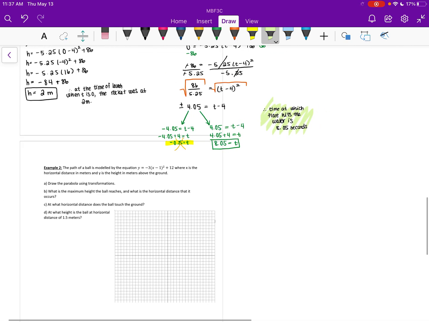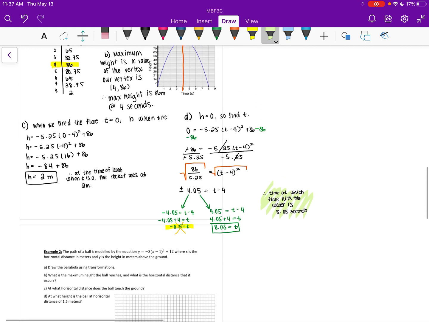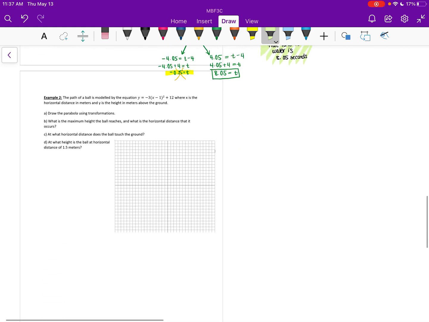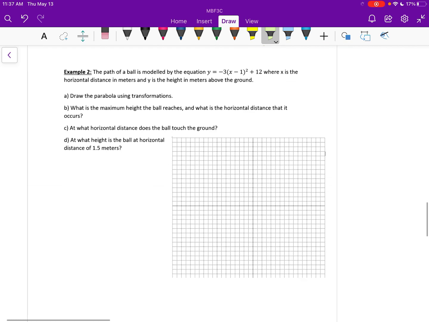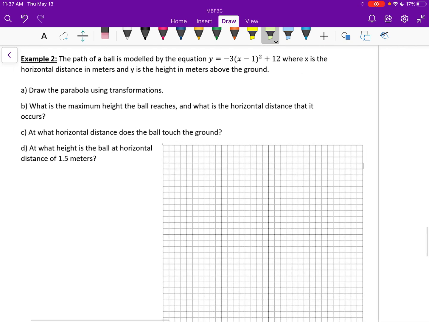So now that we've done that, I'm going to have you try doing example 2 on your own. So pause the video here. This example is saying the path of a ball is modeled by the equation y equals negative 3 times (x minus 1) squared plus 12, where x is the horizontal distance in meters. So when you're throwing a ball, it travels vertically, so it goes up a certain amount, and then it also goes horizontally a certain amount.